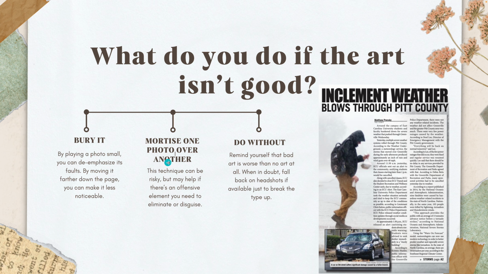The other thing you can do is do a mortise, one photo over another. This technique can be risky, but it might help if there's an offensive element you need to eliminate or disguise. And by offensive element, I just mean maybe you did have a thumb in the photo or something, but it's not in a position where it can be cropped. But maybe there's a way we can add another image that helps to continue to tell the story.